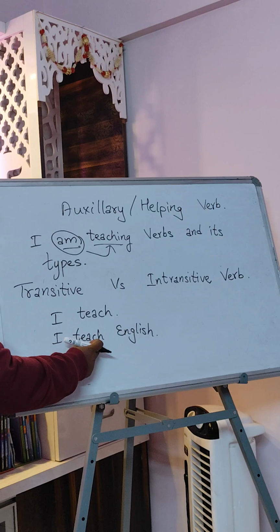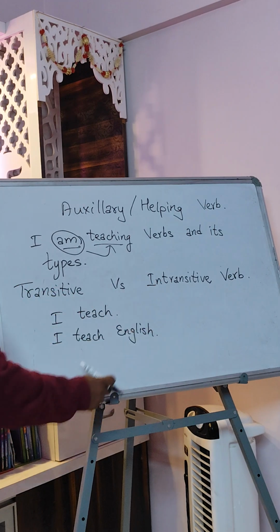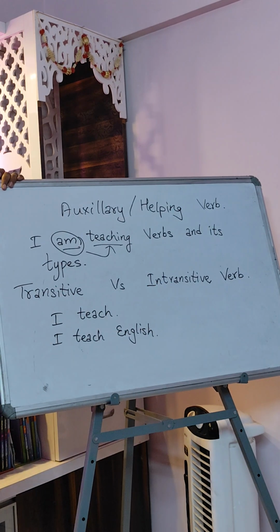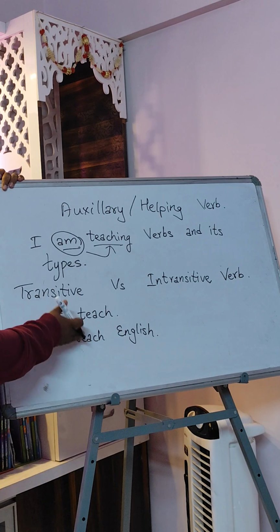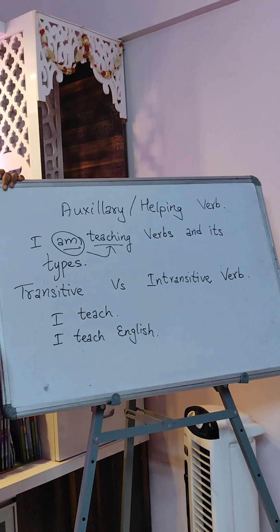Now the word teach is an intransitive verb. It means it can function by itself. It doesn't need an object. And that is why I teach is sufficient. The word teach is an intransitive verb. It means it doesn't require an object to make complete sense. It can function by itself. But there are verbs that cannot function by themselves.